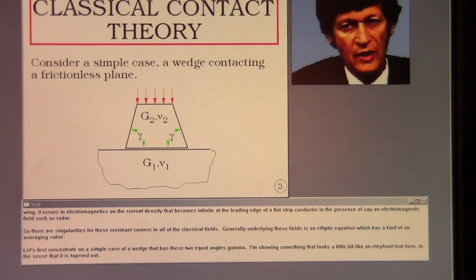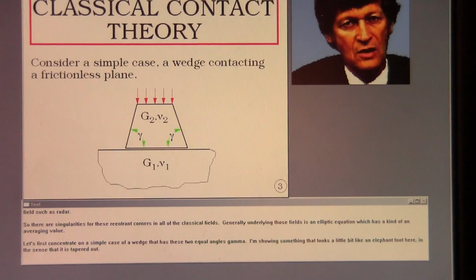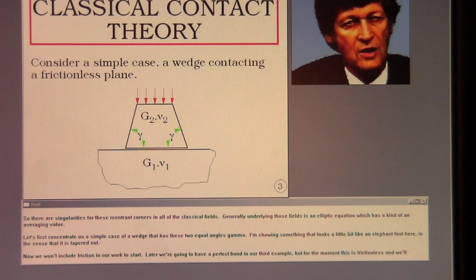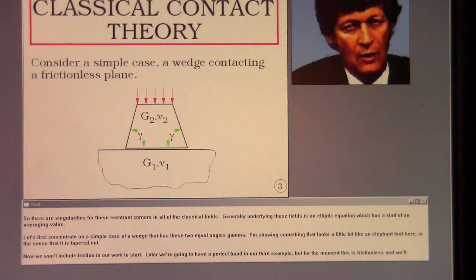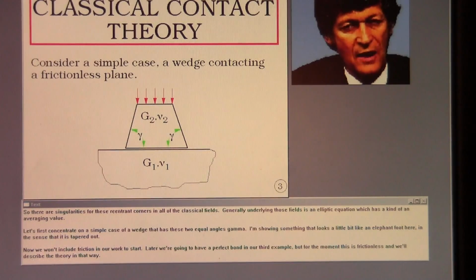It also occurs in the leading edge singularity on a subsonic lifting wing. It occurs in electromagnetics on the current density that becomes infinite at the leading edge of a flat strip conductor in the presence of, say, an electromagnetic field such as radar. So there are singularities for these reentrant corners in all of the classical fields. Generally underlying those fields is an elliptic equation, which has a kind of an averaging value.